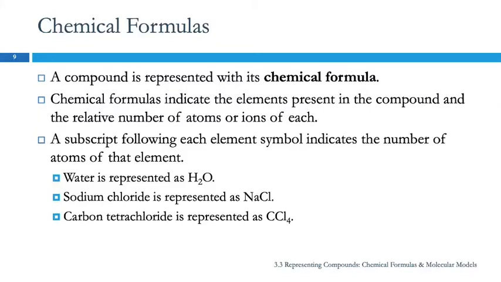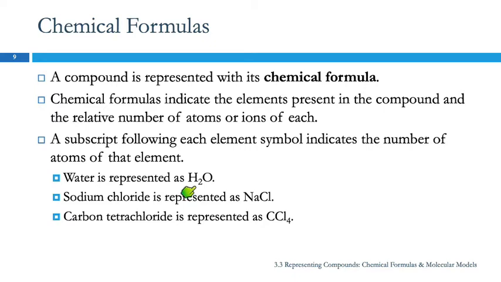We represent compounds using chemical formulas. Chemical formulas tell us which elements are present in the compound and the relative number of atoms or ions of each element. So we use subscripts and element symbols to write chemical formulas. A subscript following the element symbol tells us how many atoms of that element are in the compound. So water is H2O.